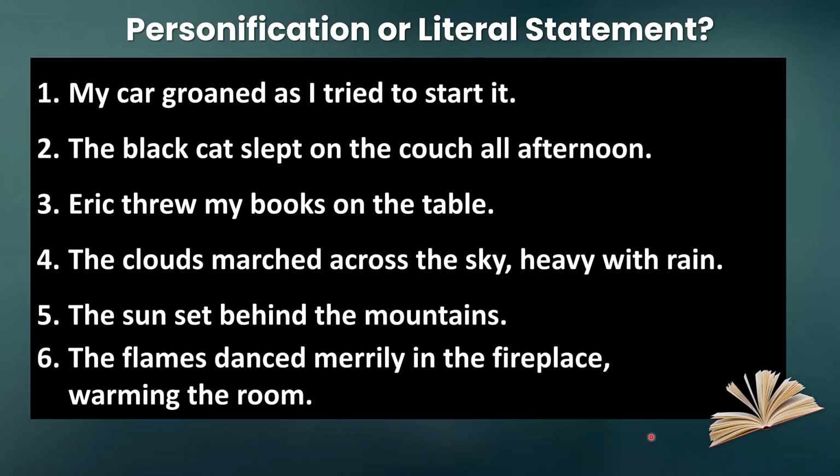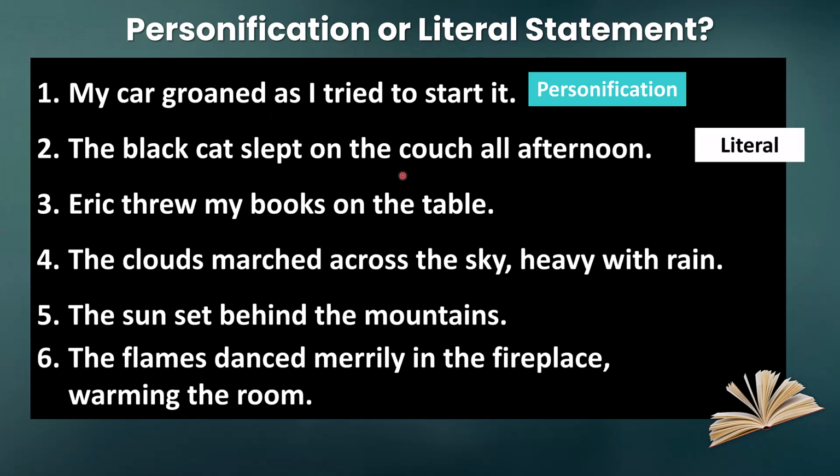Okay, let's identify these together. Number 1, personification is used, and that's because the car is given the human quality of groaning, which is something cars can't literally do, but it creates an image of the car struggling to start. Number 2 is literal. This is a straightforward description of a cat sleeping. Number 3 is also literal. This sentence describes an action without attributing any human qualities to any inanimate objects.